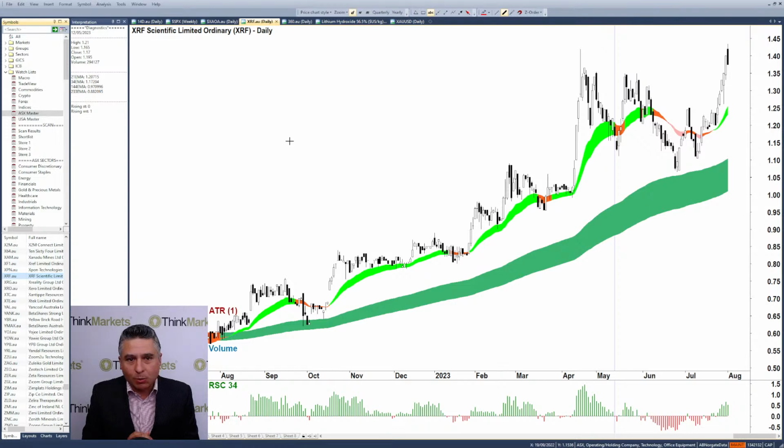XRF Scientific, this is one I tweeted about yesterday. It's been coming up in the tweets a few times over the last few weeks, because you can see through here, much like the other one, there's our green zone interaction. That's what I'm looking for. Nice white candles around there. So that one in particular is getting me quite excited about the prospect of being able to buy the dip on this one.